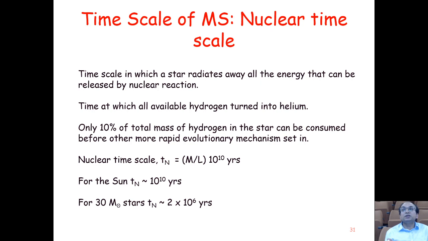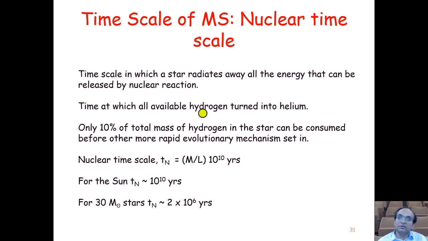I'll just briefly tell you the time scales on the main sequence, that is, how much time the star stays on the main sequence. That is basically the nuclear time scale. The nuclear time scale is the time scale in which a star radiates away all the energy that can be released by the nuclear reactions at the core. The star reaches the temperature of 10 to the power 4 degrees Kelvin. Then later, due to further condensation, the temperature reaches the point ready for hydrogen burning in the core. When hydrogen burning begins in the core, we say the star is young and has reached the main sequence. So here the hydrogen burning is happening through nuclear reactions.